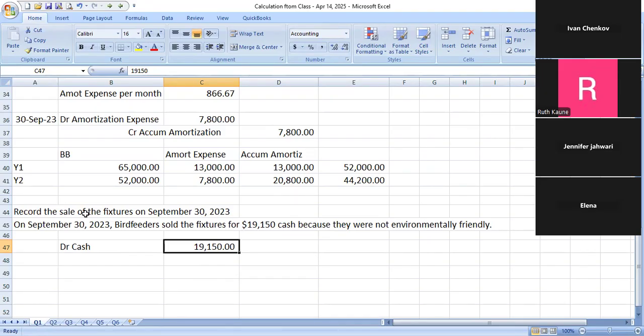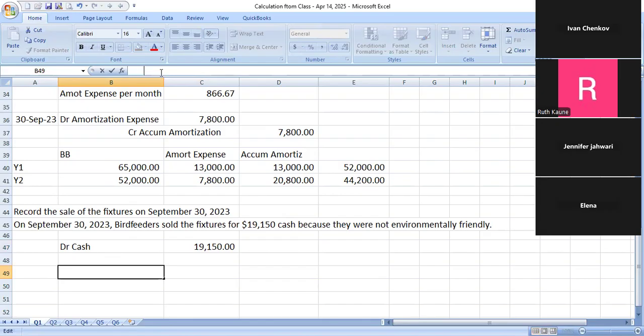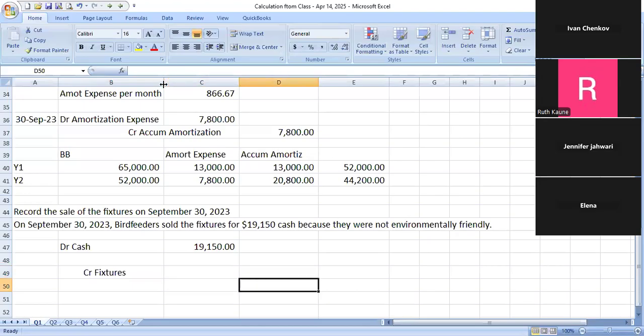Well, did these fixtures come with the original cost? They came with the original cost. What was the original cost? 65,000. So if I sell those fixtures, do I have those fixtures with me anymore? No. So what do I have to do? I have to get rid of them. Get them out of my balance sheet. So how can I get them out? Credit fixtures. And what was the original cost? 65,000. Get rid of this 65,000.